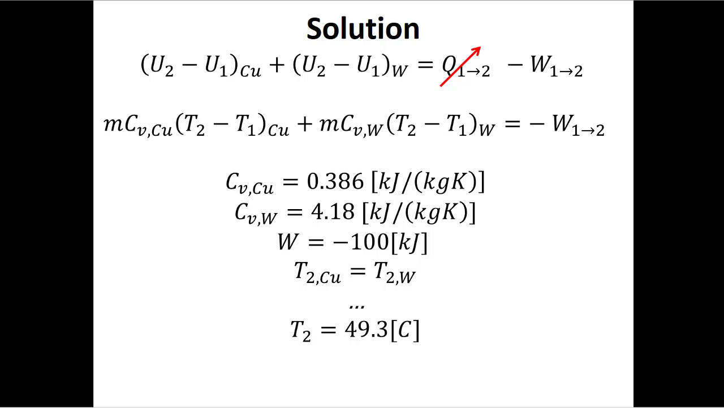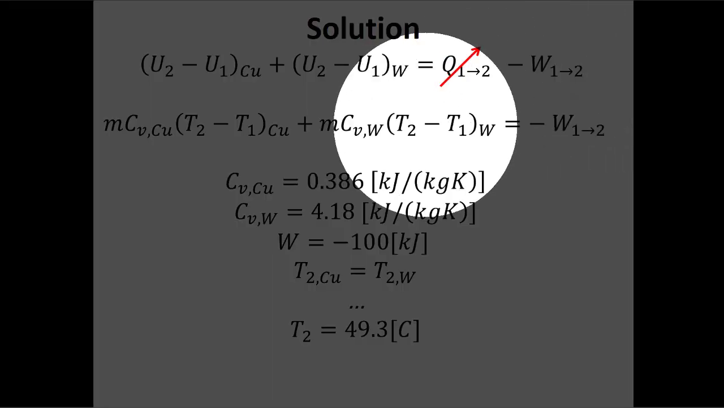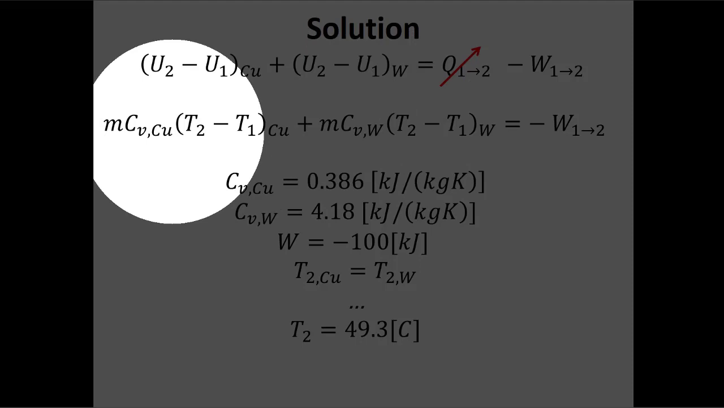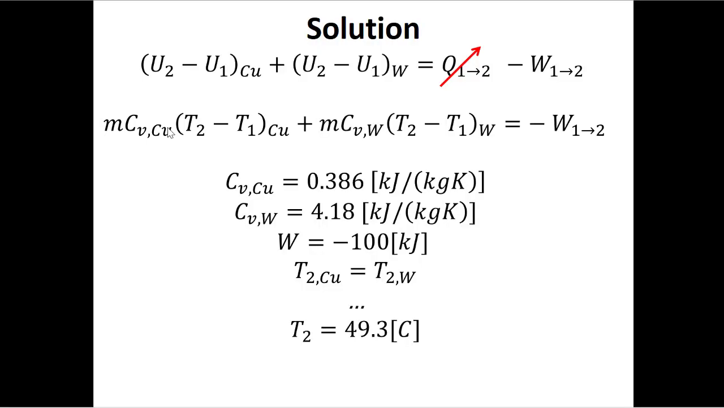So here, if I work this out, I could isolate T2. That's the only thing I don't know now. So I know the mass of copper. I know the specific heat of copper. I know T1 of copper. I know all that same stuff for water, and I know the work. So the only thing that I don't know here is T2. So I can go through and I can isolate this equation for T2. And I can see that T2 is 49.3 degrees.